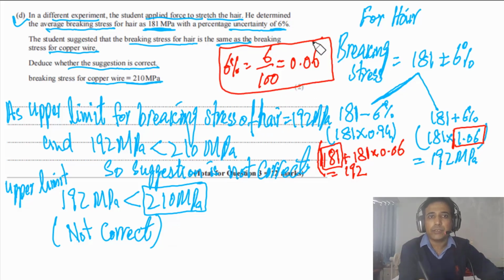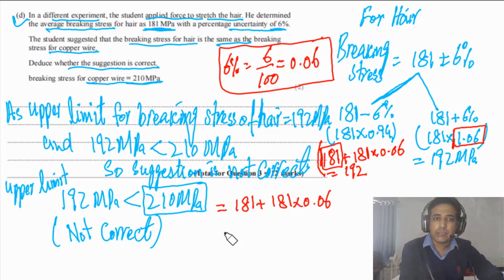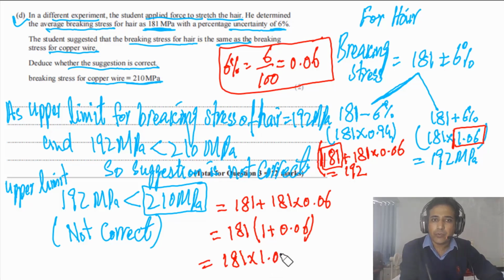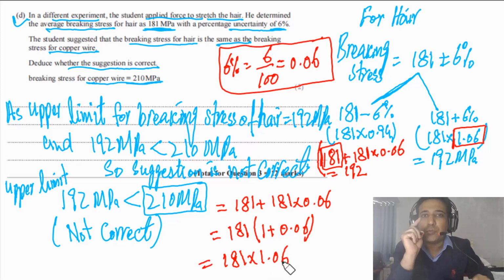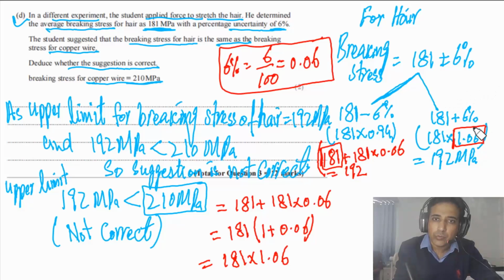You can also understand from here, for example, we have 181 plus 181 multiplied by 0.06. So you can simply take 181 common, so you will have 1 plus 0.06. It means that you have 181 multiplied by 1.06. I hope it will help some of you and it will answer your question, why do we multiply with 1.06? So you can understand it this way.